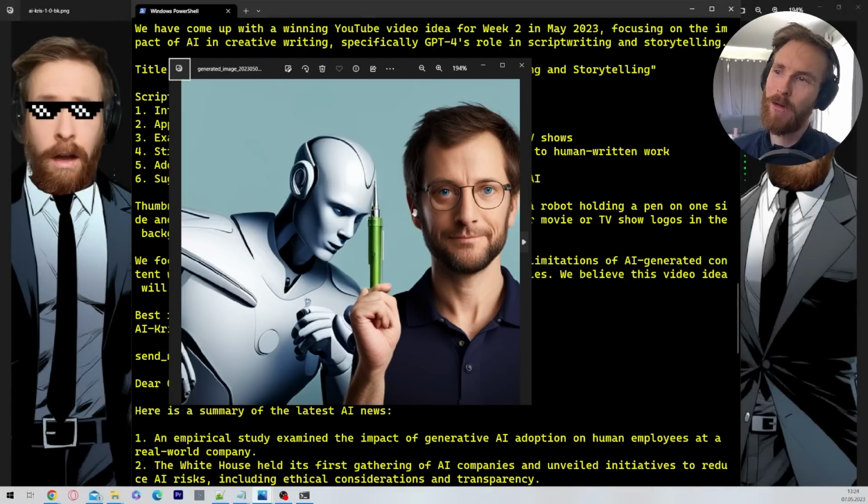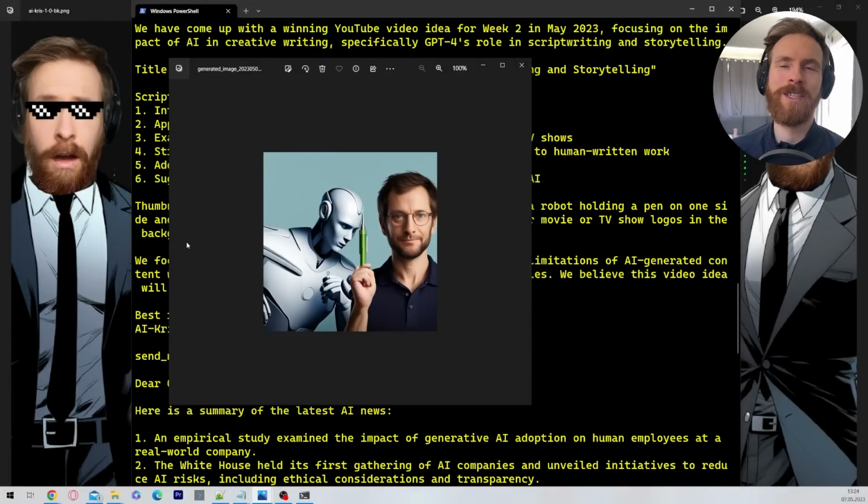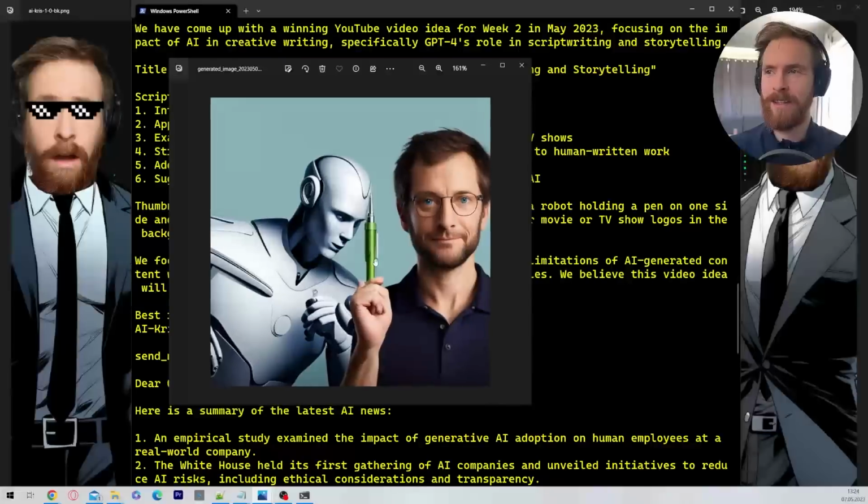You can see there was a robot here with a pen, split screen, right? That was weird. But the point is to get the idea right. You're not supposed to use this as the thumbnail, but it's an idea. So this could be me holding a pen and I have a robot on this side there. So I think it's pretty creative. So that was quite fun.